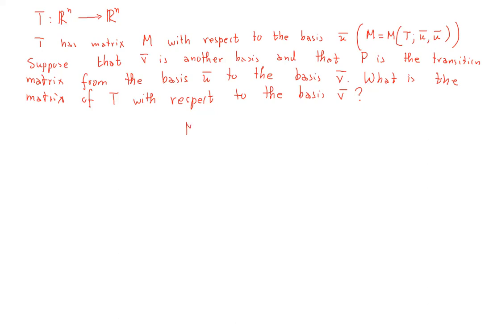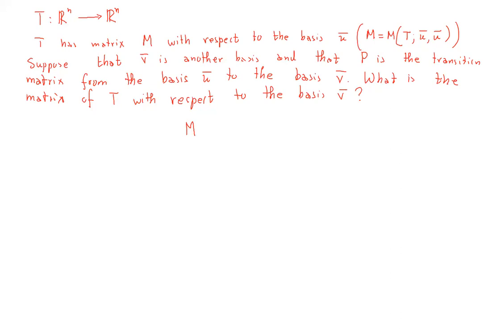The matrix M that you had in the beginning works with U and U. So you input coordinates with respect to the basis U, and the output has coordinates with respect to the basis also U. Okay, so now, if you want to work with coordinates with respect to the basis V, what you need to do is change from V to U. How do you change from V to U?